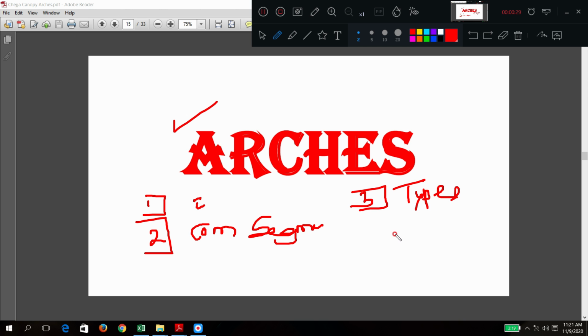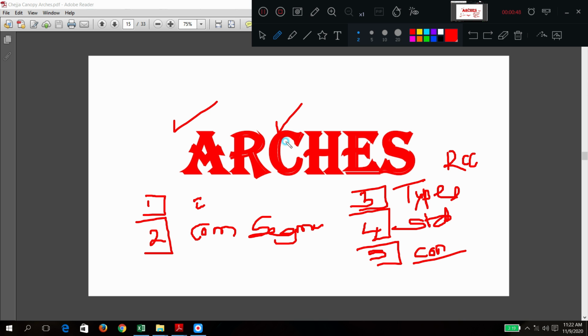Fourth one, we are going to discuss stability of the arch. The last part is construction of arch. Typically, we are going to discuss the RCC arch and what the different steps involved in the construction of an RCC arch are.